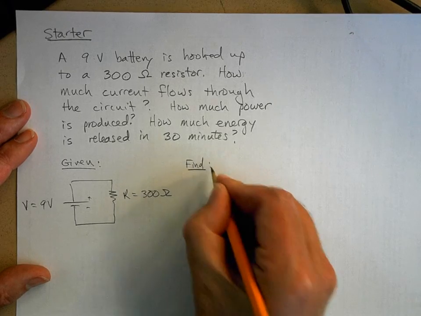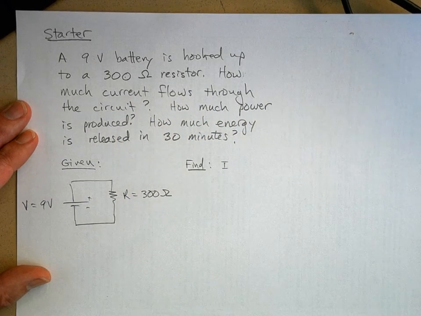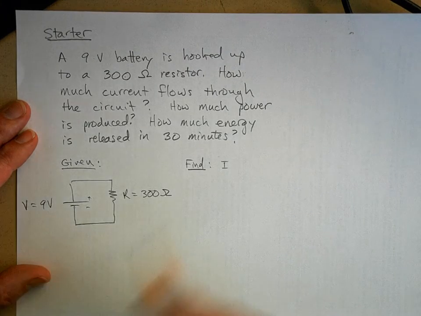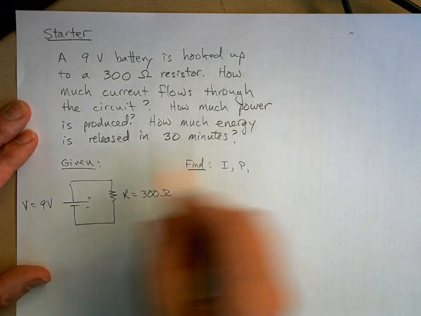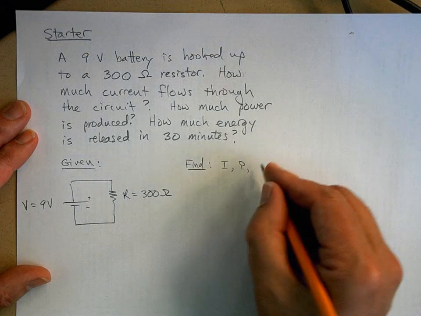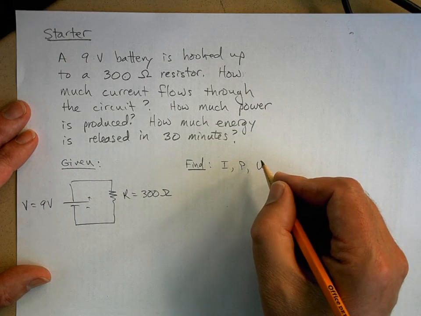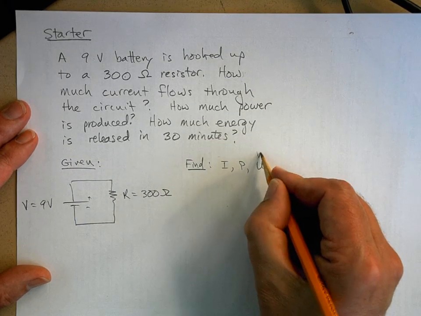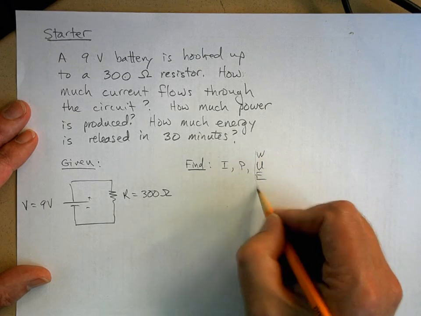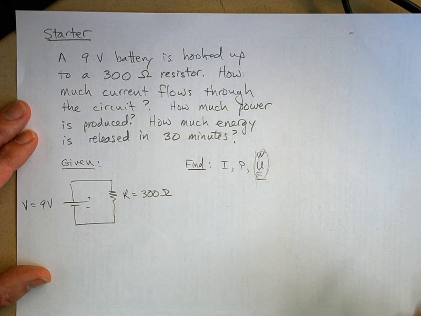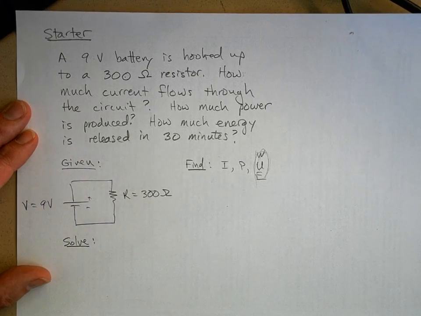So what do we want to find? Well, we want to find how much current flows through the circuit. We use a capital I to represent current. How much power is produced, and how much energy is released in 30 minutes. So I'll put U. There are different variables for energy. You can use W for work, you can use U for energy, you can use E for energy. They're all kind of used for that. Let's solve.